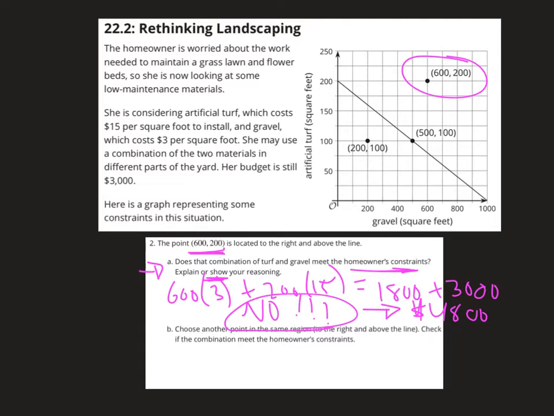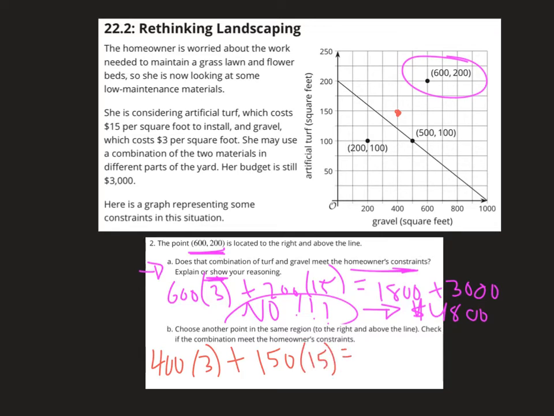Okay, so now they want us to choose another point in the same region, right? The same region. What region is that? This region up here, right? So let's say, for instance, let's try for 400, 150. So what do we get? We get 400 square feet of gravel, right? Times the cost of $3 per square foot added to the 150 square feet of artificial turf at $15.